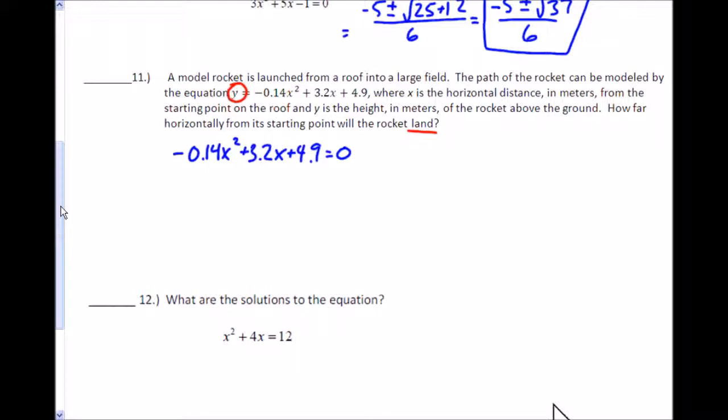There's a couple ways I can solve this. I can try factoring, but as soon as I see the decimals, that's probably not the best option. I could do completing the square, or I can use my quadratic formula. And that's the route I'm going to go. I'm going to do the quadratic formula.